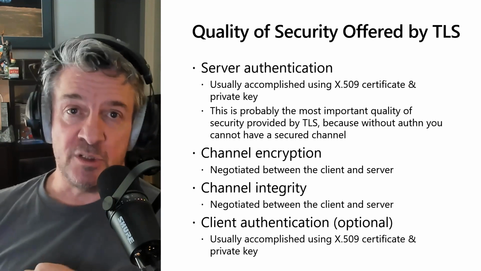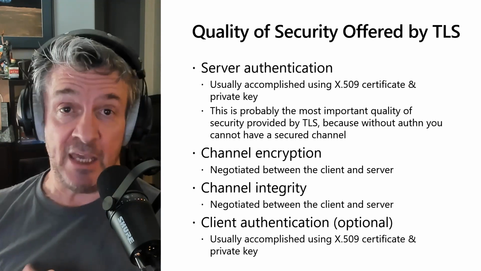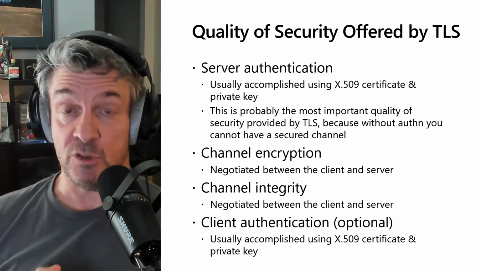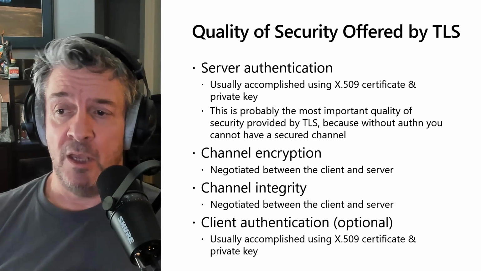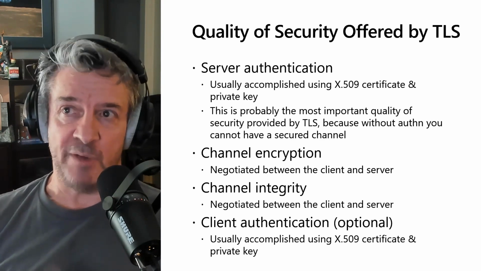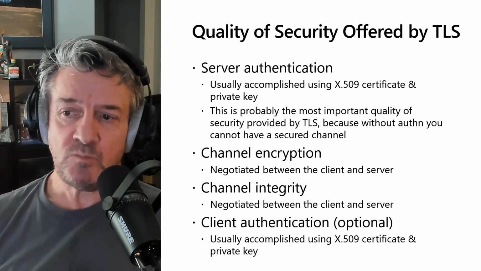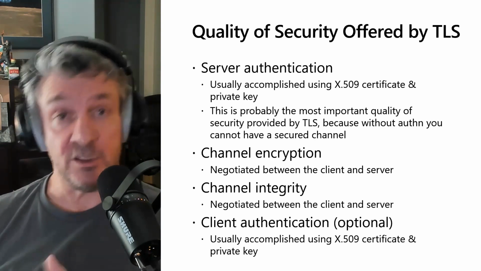Next one is channel encryption. That's usually done using AES, although there are some versions that use this algorithm called Cha-Cha, but the most common one is AES by a long shot. And then integrity controls, so for example, an HMAC SHA-256. And then the last one, which is optional, is client authentication.